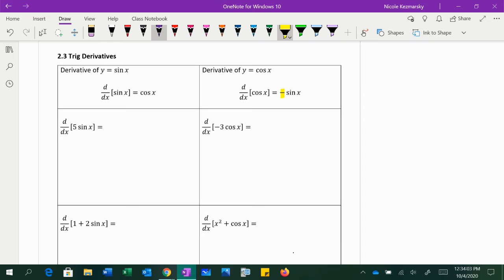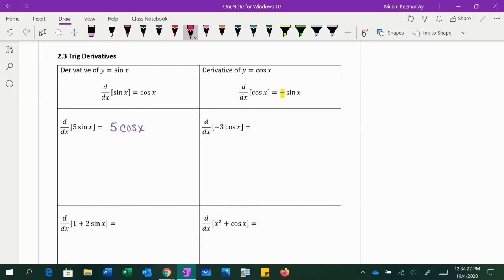So when you take the derivative of trig, it's very similar to when we were taking the derivative with function notation. If I have a number in front of my trig, that number sticks around. And then I just take the derivative of sine. And according to our rule, the derivative of sine is cosine. And that's all you have to do.